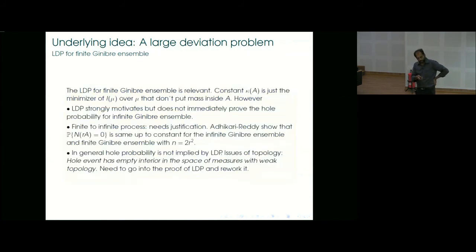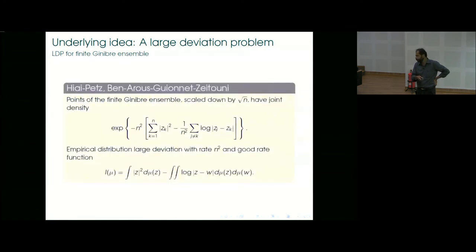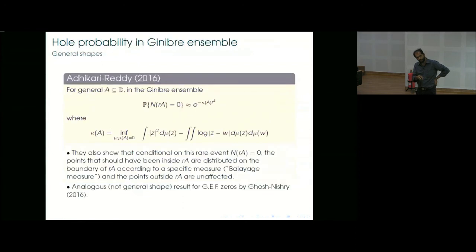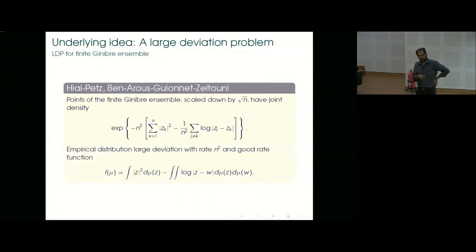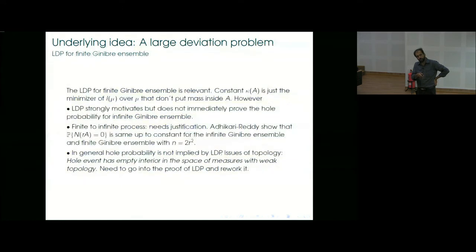So I just end with remarks. That's exactly what comes up. It's motivated by that, and this kappa of A is coming from there, but it's not direct, at least not for us. If you want to be rigorous, then it strongly motivates but doesn't immediately prove the actual fact for the infinite Ginibre ensemble. There are a couple of things that one has to do.